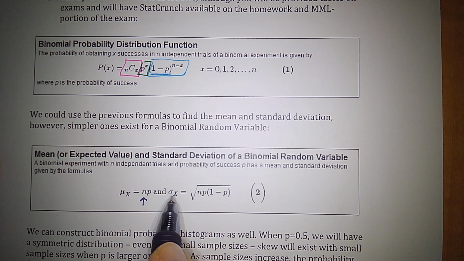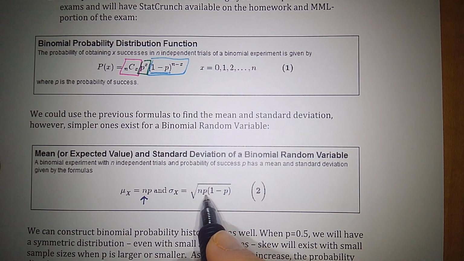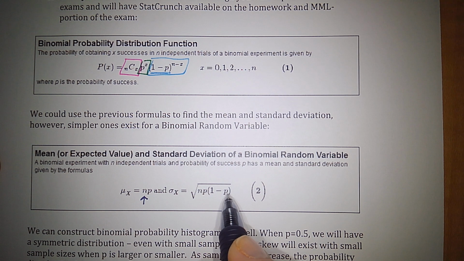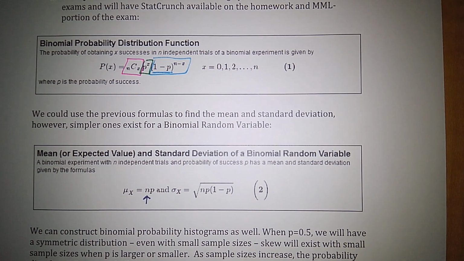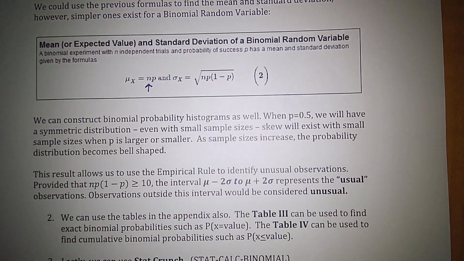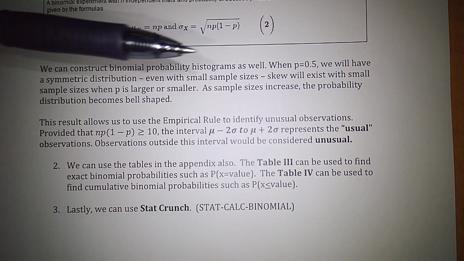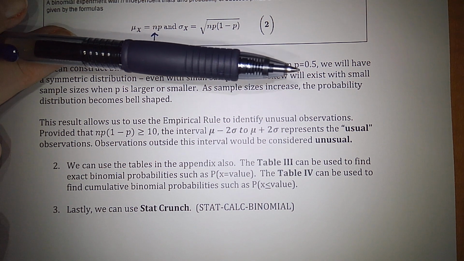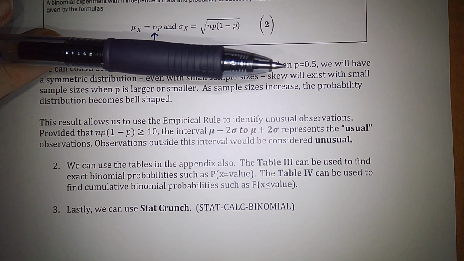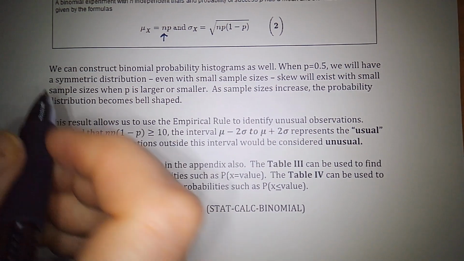This is the standard deviation of the random variable x. N times p, which is the probability of success, times 1 minus p, which is the probability of failure, all under the square root. So we can construct the binomial probability histograms as well. For example, when p is 0.5, we will have a symmetric distribution. So if you, like in a coin example, if you have a 50% chance of getting a heads and 50% chance of getting a tails, you'll end up with a symmetric distribution.